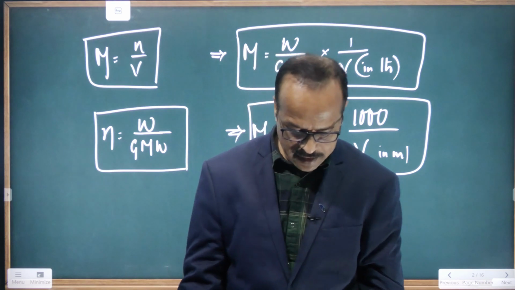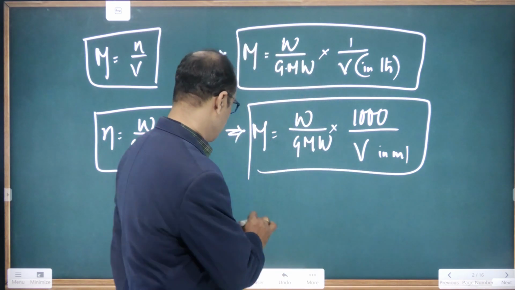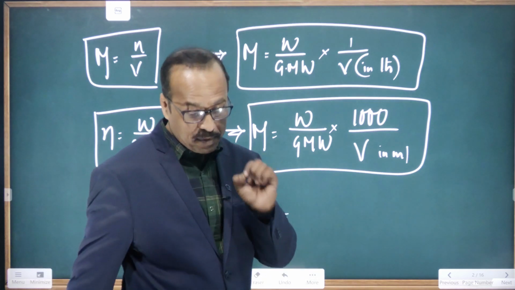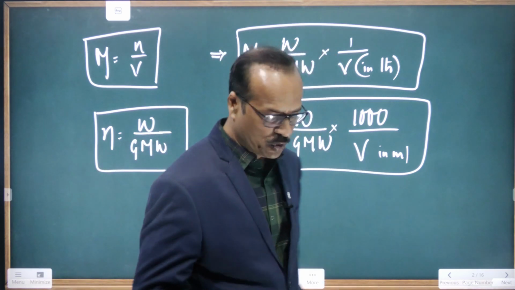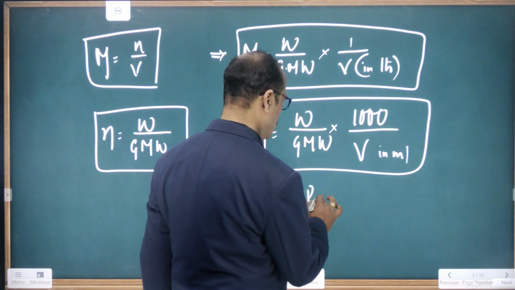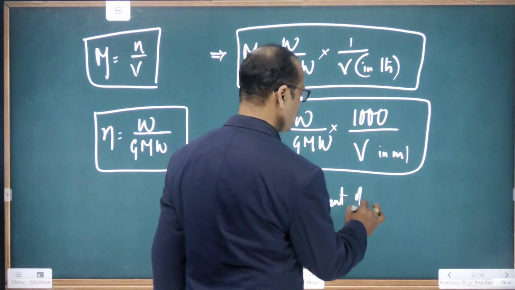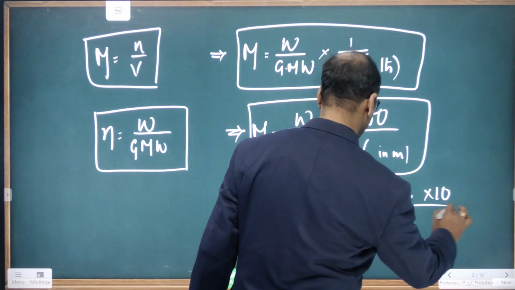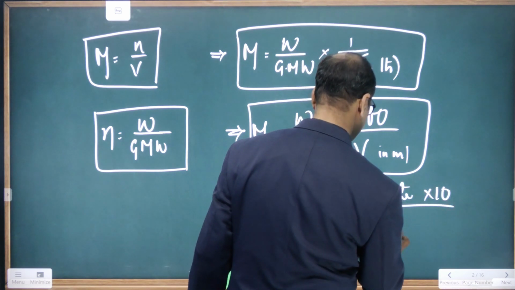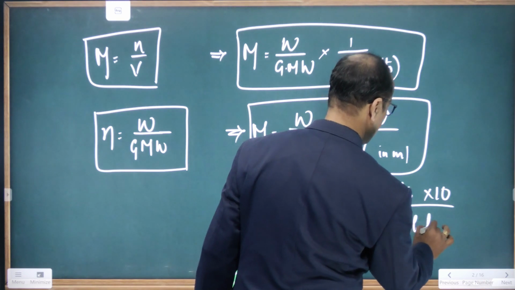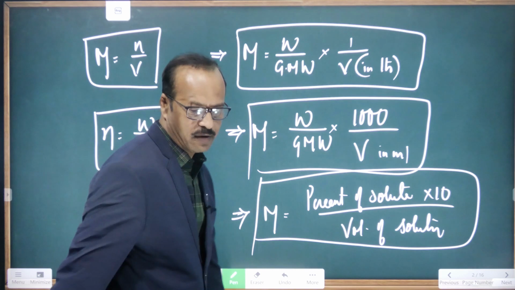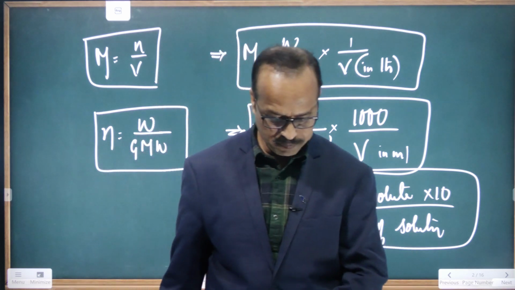And we can also write in terms of percent. Then M is equal to percentage of solute into 10 by volume of solution. This is also one of the formulas. Okay, if we know the percentage of a solute, then we can use this formula also.